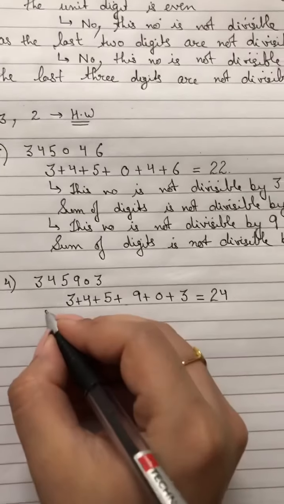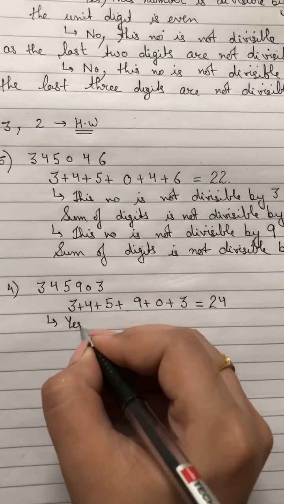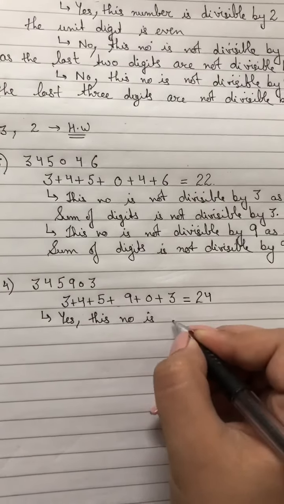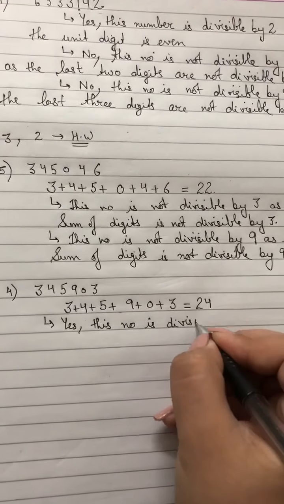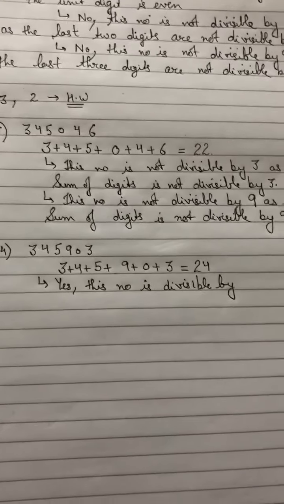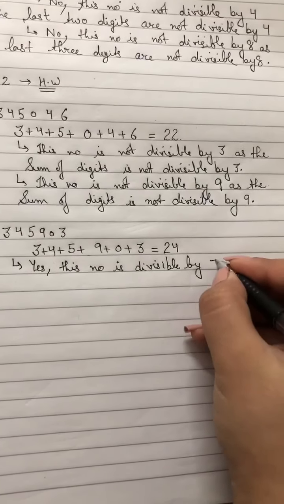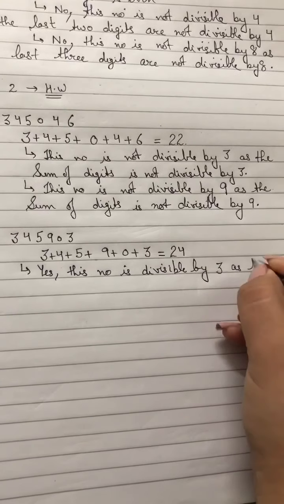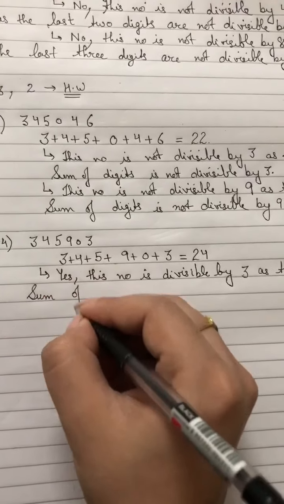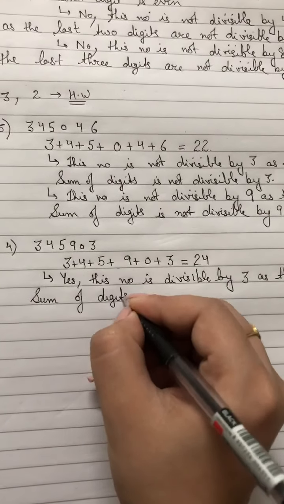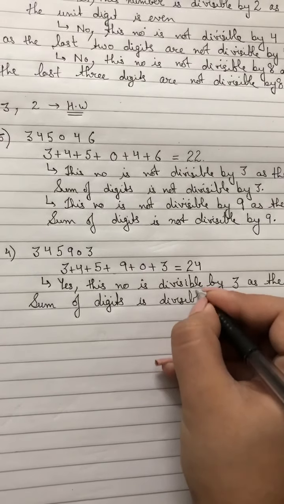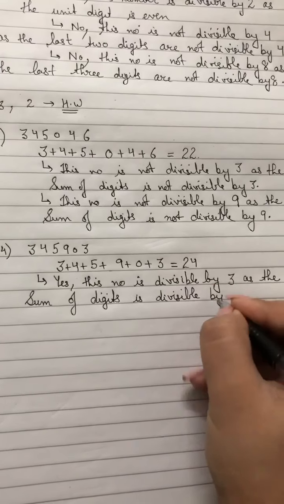So you will write, yes, this number is divisible by 3 as the sum of digits is divisible by 3.